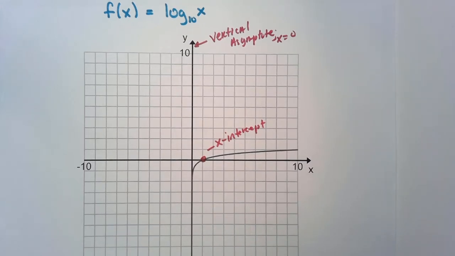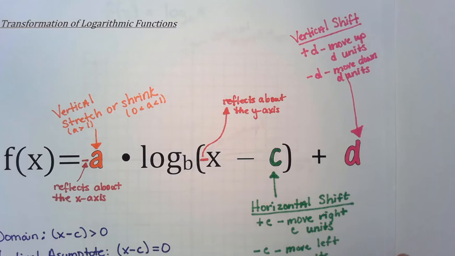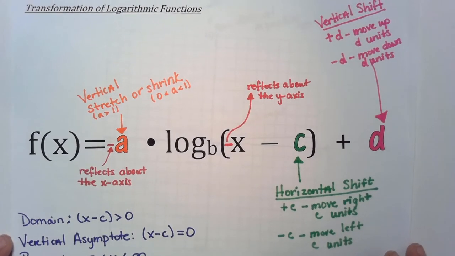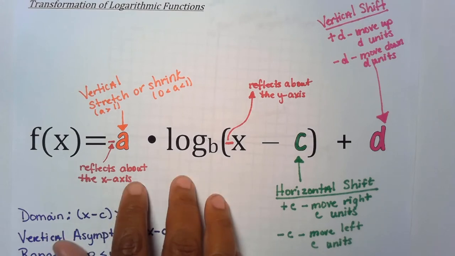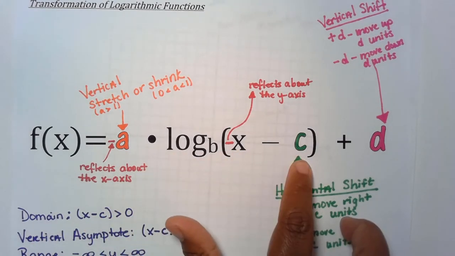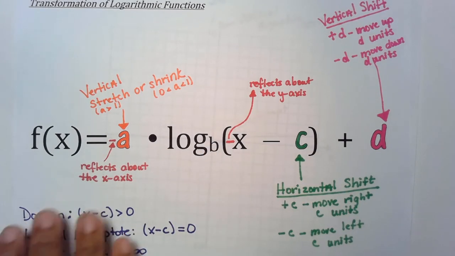Now, I'm definitely not going to camp out in this section of graphing, but we've done enough graphing at this moment in the course. Now, transformation of logarithmic functions. Let's just quickly go over this. So we have here f of x equals a times log base b of (x minus c) plus d. I do have the two negatives there. Let's talk about that quickly.